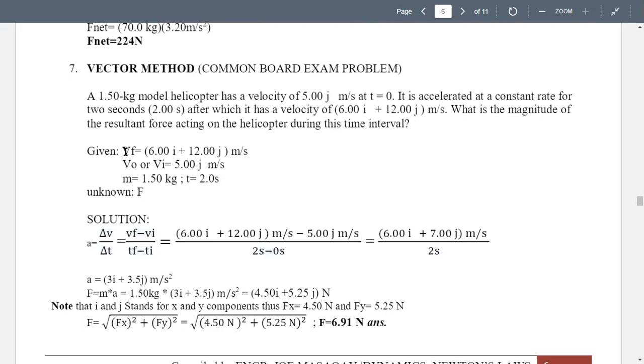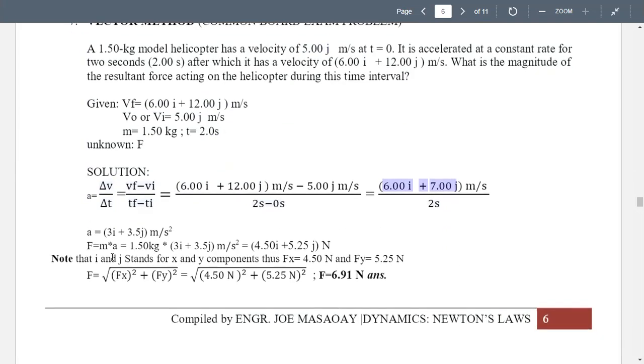So let's define the given variables. We have the mass as 1.50 kilograms and a time of 2 seconds. And then this one is actually your final velocity, and the 5j here is your initial velocity. So solving for the acceleration, since this is an average, because we're dealing with final velocity and initial velocity, we're going to subtract both. Okay, plugging the values gives us 6i plus 7j all over 2 seconds. Okay, take note.